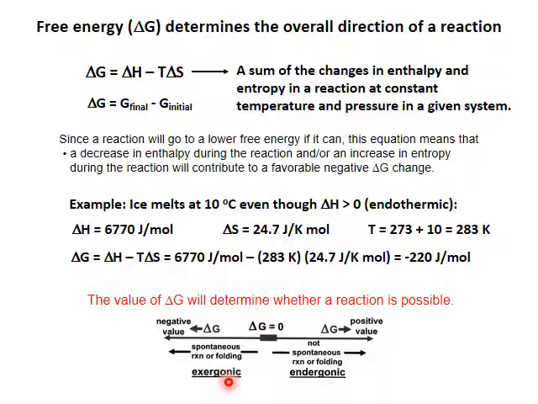So delta G's are important, and it gives us an idea of whether a chemical reaction is favored or not, and what direction it's going. And that's important when we're considering fluxes of metabolites through different biochemical pathways. And we'll see this concept throughout the course.